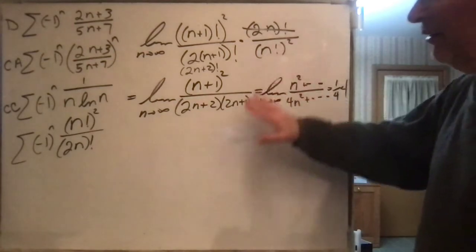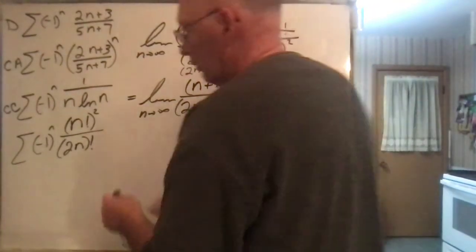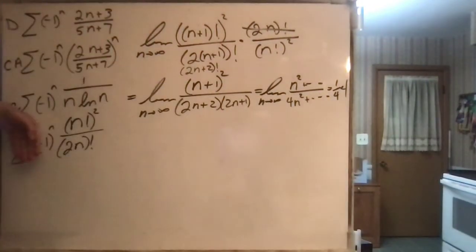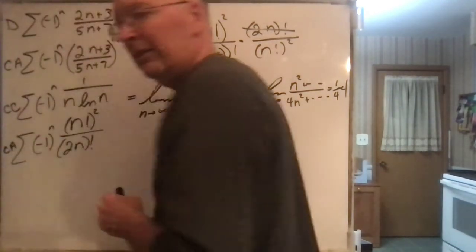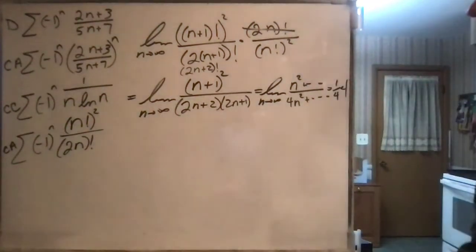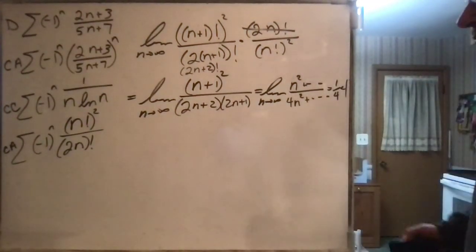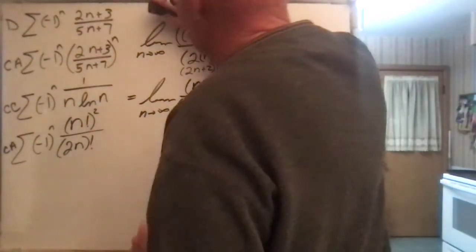So that means that this thing, I didn't need the alternating sign. I took them all to be positive. I didn't need that, and I still showed that it converged. So this thing converges absolutely. Okay, converges absolutely. So that's the idea.